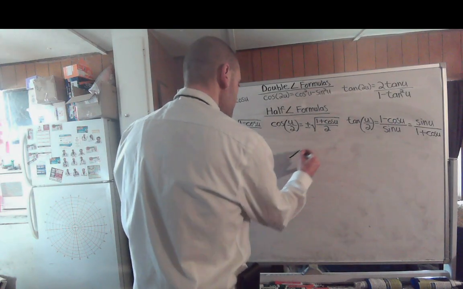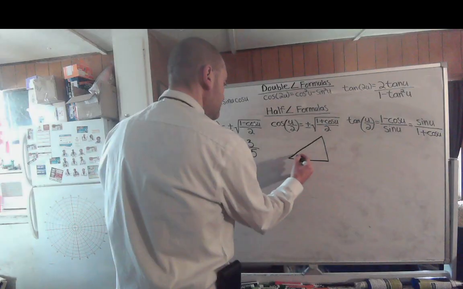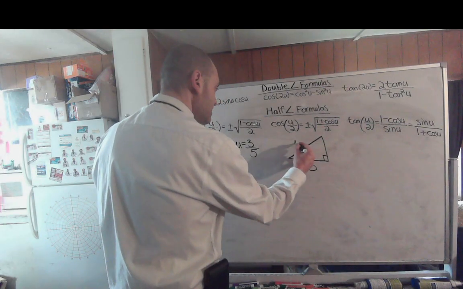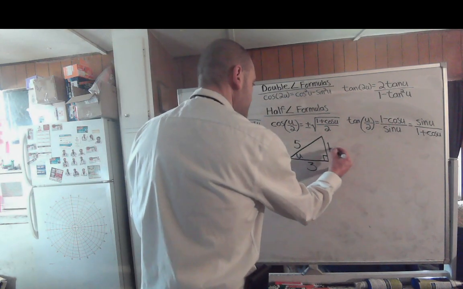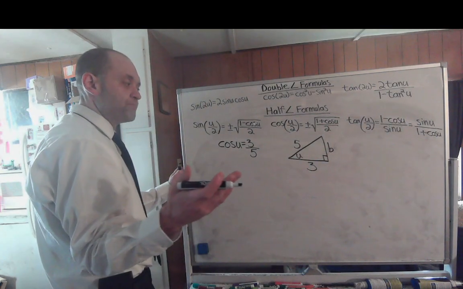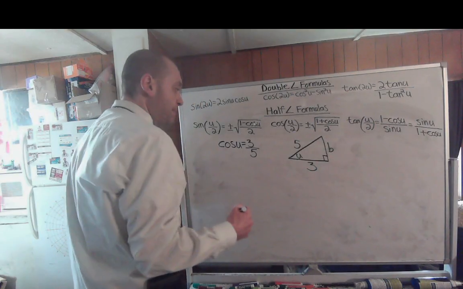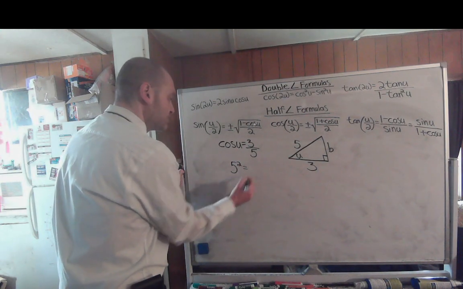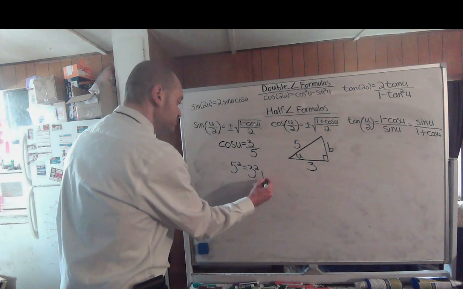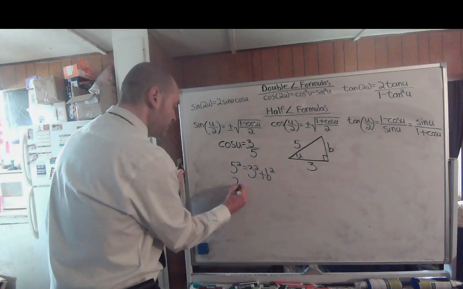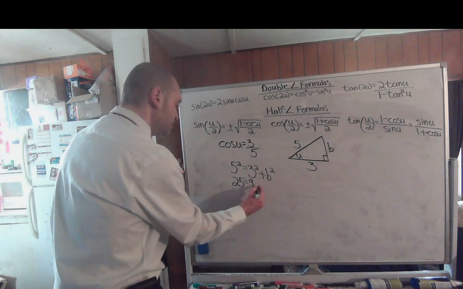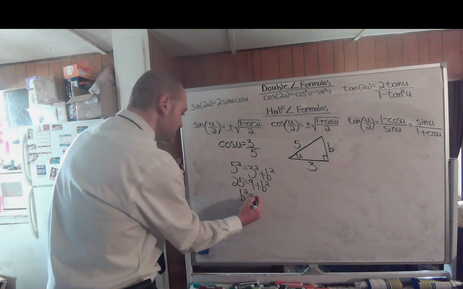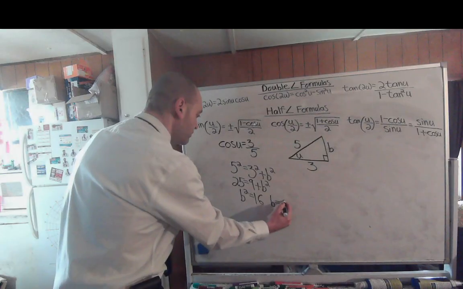So set up your right triangle. Here's angle u, here's your right triangle. Cosine was 3/5. We'll call that side B. Let's use Pythagorean theorem to find side B. So that means 5 squared equals a squared, which is 3 squared, plus b squared. So 25 equals 9 plus b squared. B squared equals 16, so that means that b equals 4.